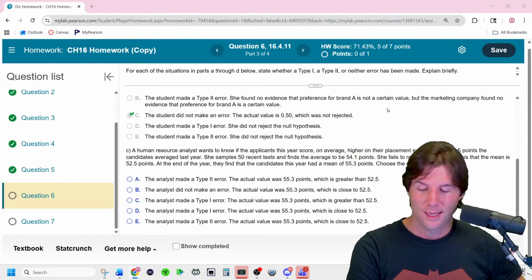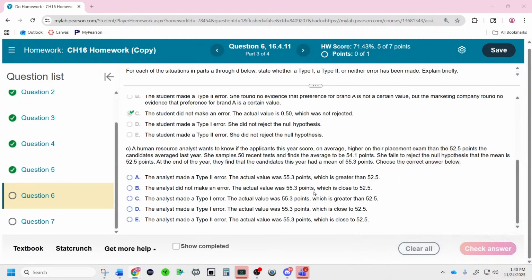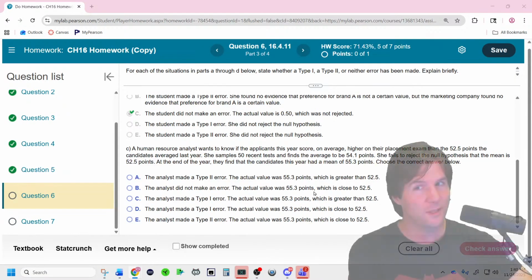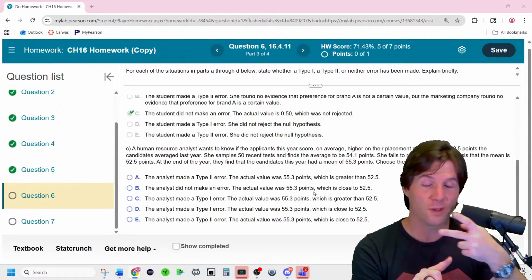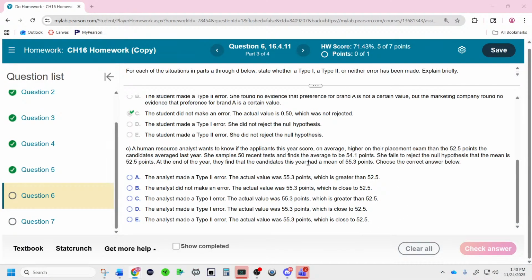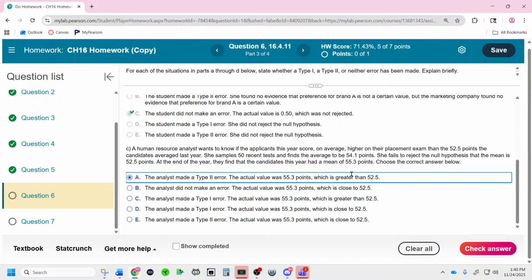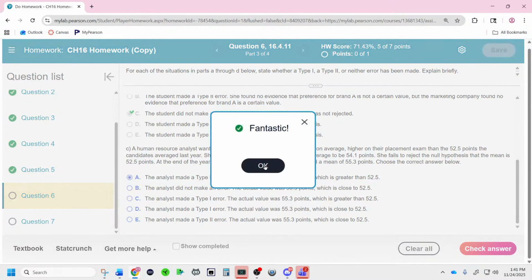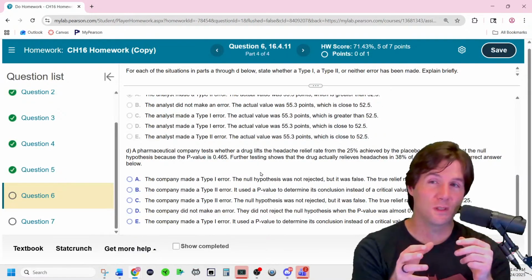Okay. Next, we have a human resource analyst wants to know if the applicants this year score on average higher on their placement exam than the candidates did last year with 52.5. She samples this and finds out that they are 54.1. She fails to reject the null, so this wasn't enough evidence. So she can only make a type 2 error because she's failed to reject the null. At the end of the year, they found out that the applicants actually had a higher mean. This is definitely a type 2 error. So the actual value was this, which is greater than. So this is what they're doing right here. When it says this, a type 2 error is when the null is false and we fail to reject it. The actual value was greater than because the truth is that the null was false.